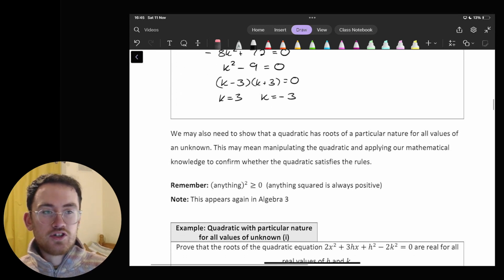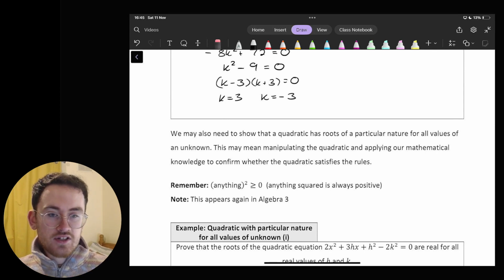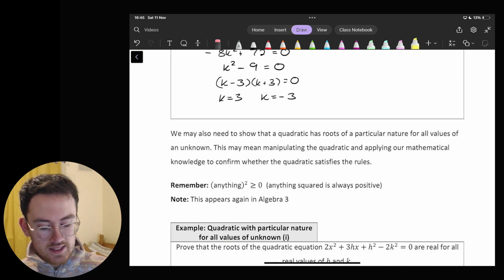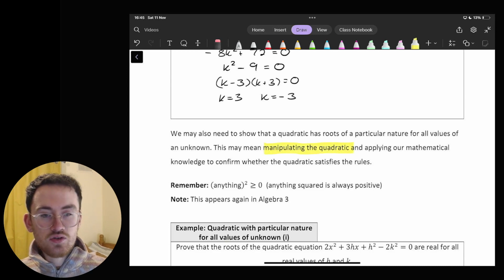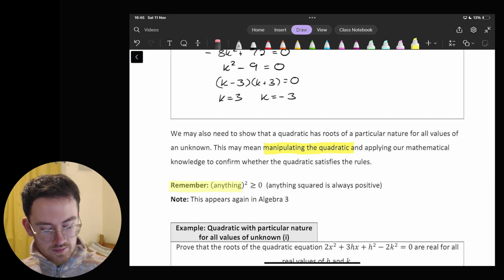What we also might want to show is the range of values, or show that a quadratic has a particular type of nature of roots for all values of some unknown. And this can mean manipulating the quadratic and using what we know about our mathematical rules and different formulas that we know to show that it satisfies the given rule. The main things we're going to be using is something like this.